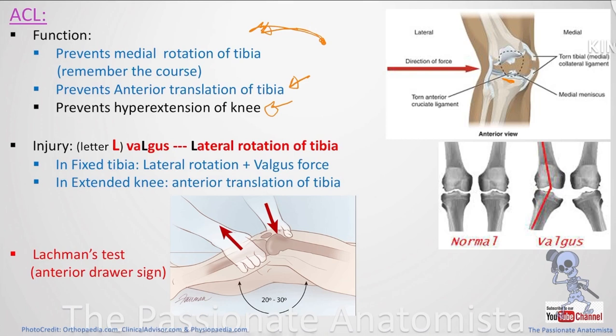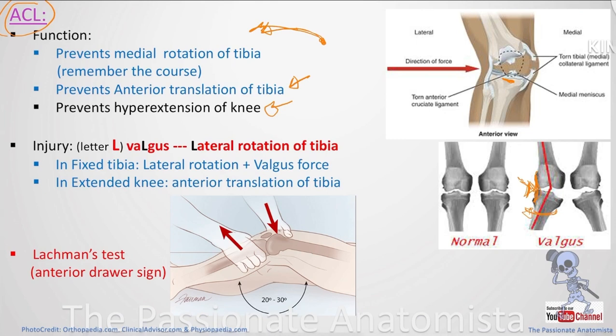Now, how will you have injury? Remember, the ACL is following the MCL, and everyone understands now what the MCL does and how we cause injury. With a valgus force, when we have a direct blow to the lateral aspect of the knee joint, valgus force, and fixed tibia, or if you have a lateral rotation of tibia, definitely. Okay, this is just like the MCL.